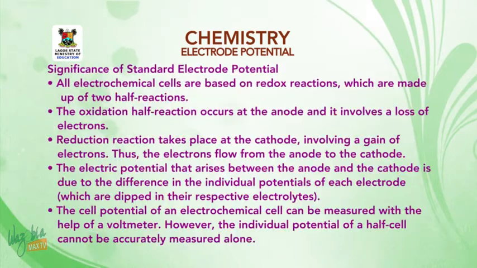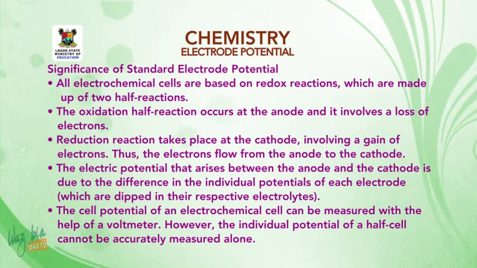Now, the significance of a standard electropotential. Number one, all electrochemical cells are based on redox reactions, which are made up of two half reactions. The oxidation half reaction occurs at the anode and it involves a loss of electrons. Reduction takes place at the cathode, involving a gain of electrons. Thus, electrons flow from the anode to the cathode.